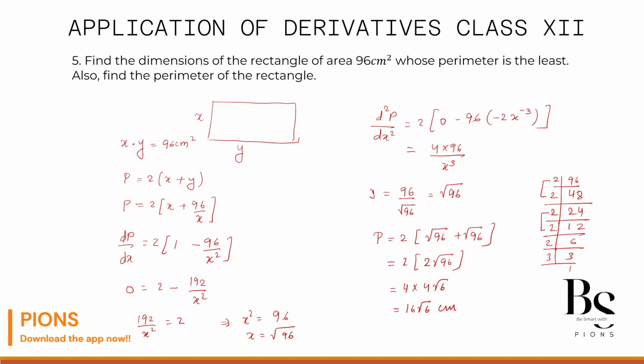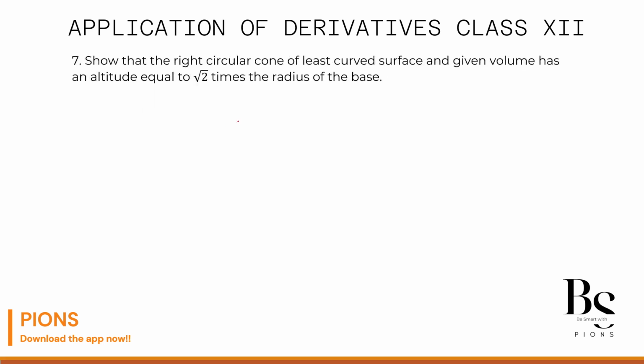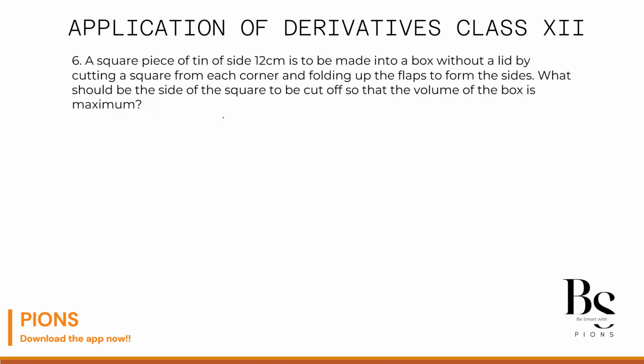Done. Our next question is question number 6. It says a square piece of tin of side 12 centimeter is to be made into a box without a lid by cutting a square from each corner and folding up the flaps to form the sides. So basically what we have here is a square tin. Each side is how much? 12 centimeter, 12 centimeter, 12 centimeter, and 12 centimeter.